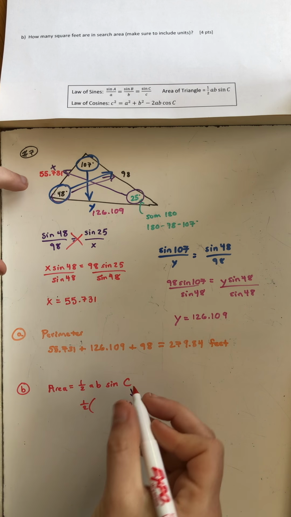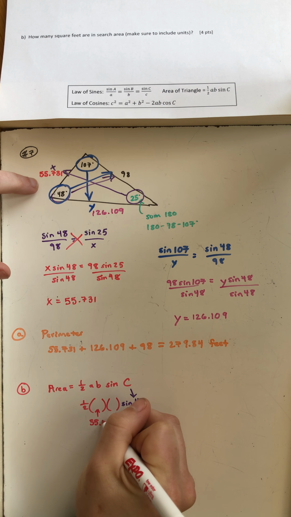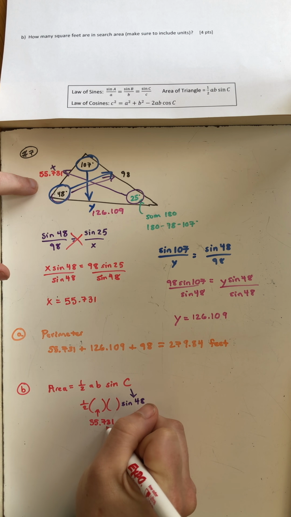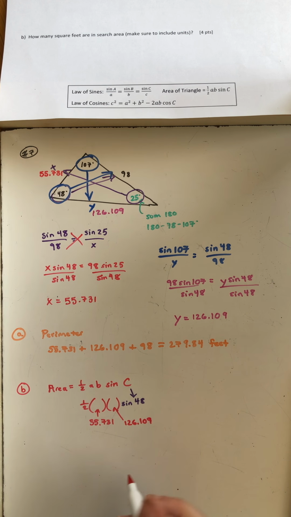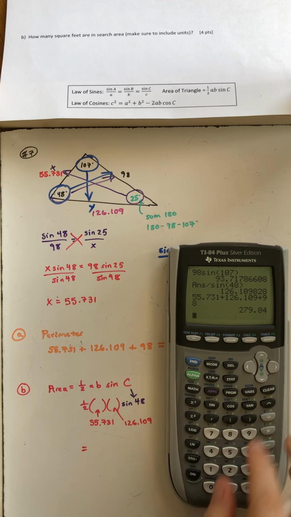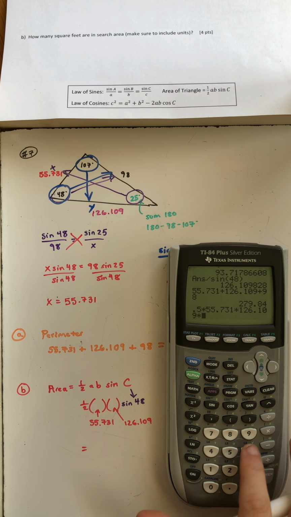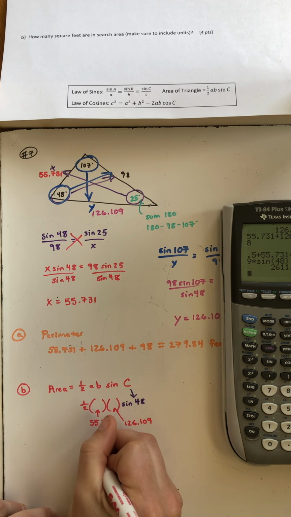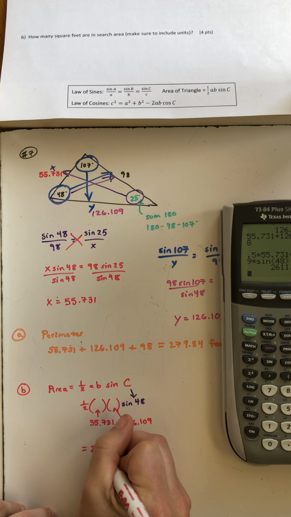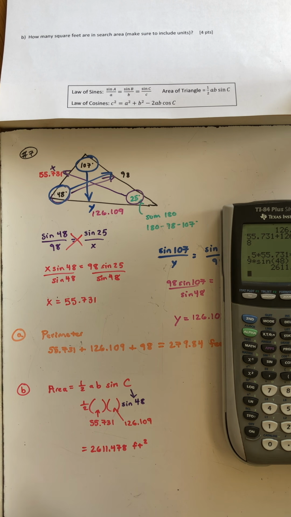So I'm going to choose the sides on both of those. I didn't give myself enough space, so I have 55.731 and 126.109. So you're going to put those in the calculator. And we get our search area to be 2,611.478. And because it's area, you need the units squared, so feet squared.